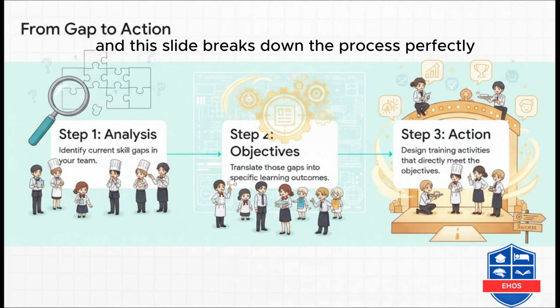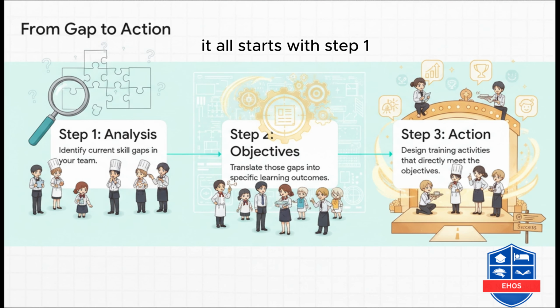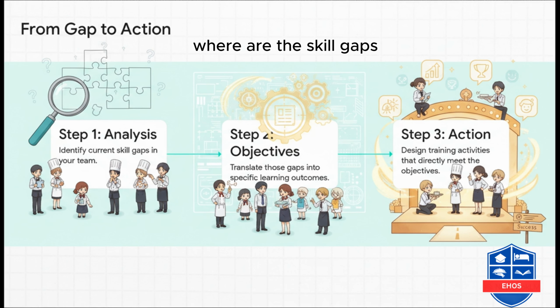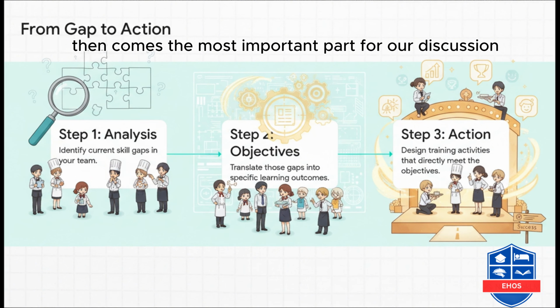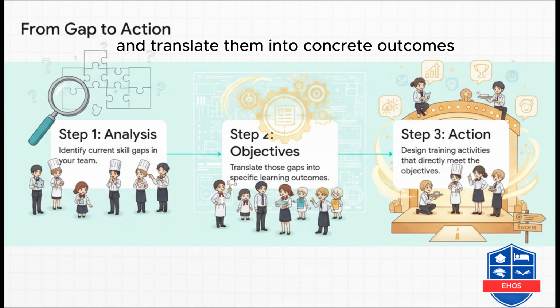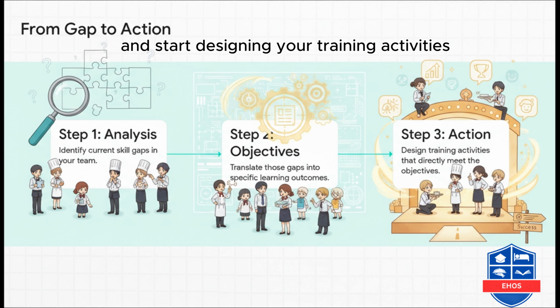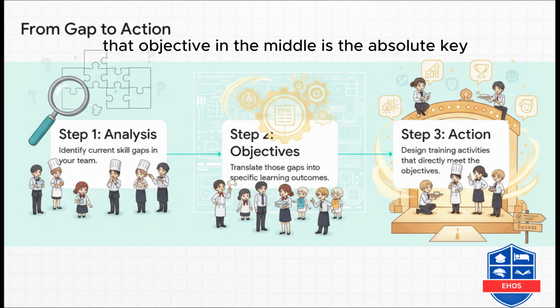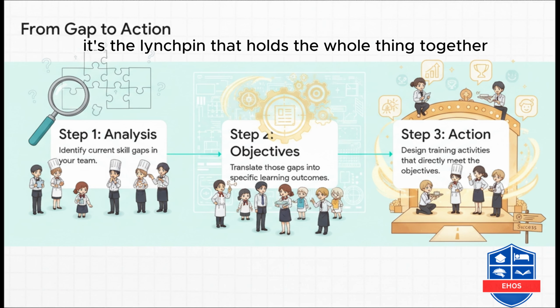And this slide breaks down the process perfectly. It all starts with step 1, the needs analysis. This is where you figure out, okay, where are the skill gaps? Then comes the most important part for our discussion, step 2, objective setting. This is where you take those gaps and translate them into concrete outcomes. Only then can you move to step 3 and start designing your training activities. See how that works? That objective in the middle is the absolute key. It's the linchpin that holds the whole thing together.